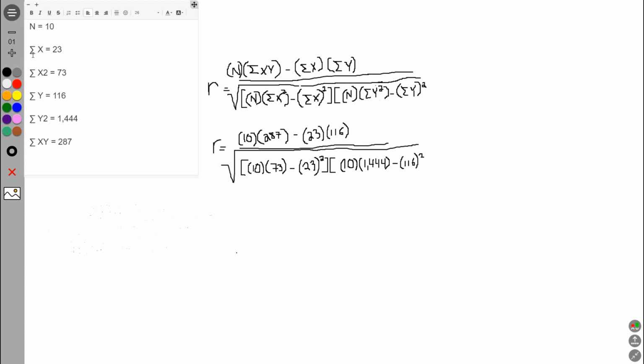Okay, and sigma x, 23. Okay, right there. Let's check me out. There we are. Okay, sigma x squared, it's right there, 73. And then sigma y, okay, it's going to be right there. Sigma y squared, right there. And sigma xy, okay, right there. Okay, it looks like we're set, so we can move forward.